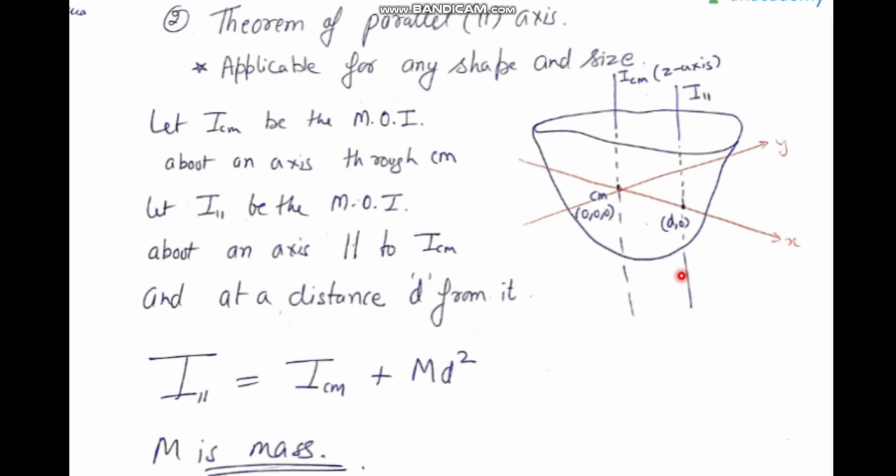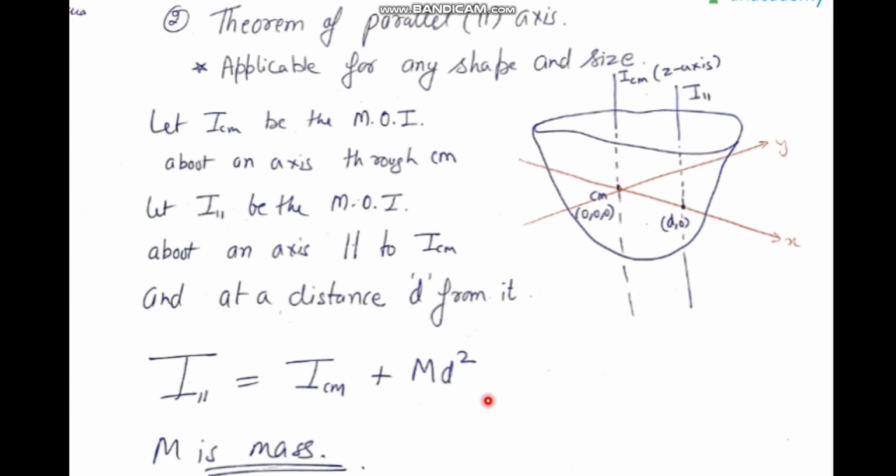The distance between these two axes is d. Then the parallel axis theorem states that I parallel is equal to ICM plus md square, where m is the mass of the object. So if you know the moment of inertia about an axis through the center of mass, you can find the moment of inertia about any axis which is parallel to the axis through the center of mass and displaced from it by a distance d. Then I parallel can be calculated as ICM plus MD square.